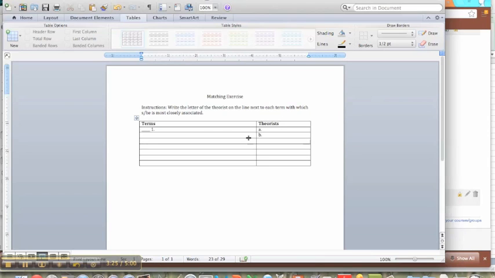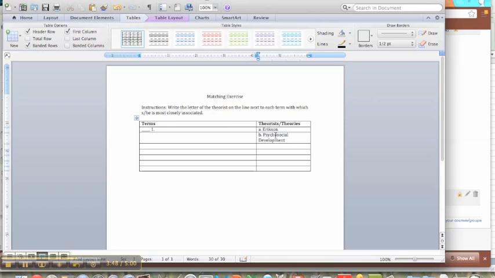Okay? Then we go about actually putting these in. Now, I see a lot of exercises in which students do something like this, theorists / theories, and they mix them up together. So we would have, for example, Erikson, and we would have psychosocial development. This is what we call a heterogeneous set, meaning we've got mixed elements in here, and that's actually going to give clues to the students. And we really don't want that to happen.